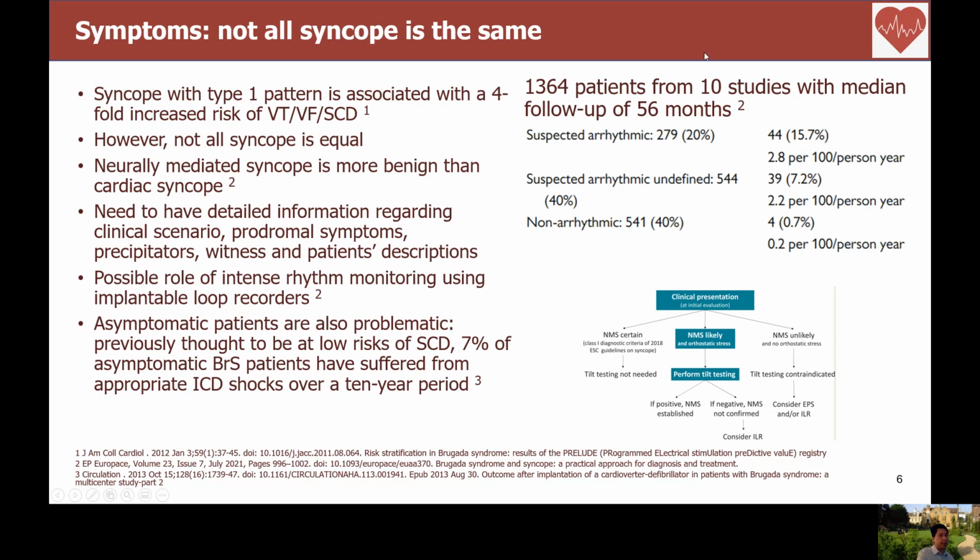So as the meta-analysis showed, this included around 1,300 patients from 10 studies with around 5 years of follow-up. You can see that if it's arrhythmic origin, it's a very, very high event risk. If it's undefined, it's not no risk, so it's relatively comparable. It's a bit lower than the suspected arrhythmic group. So these patients are problematic in terms of arrhythmic events in the future. And even those that are deemed to be of non-arrhythmic origin, they're still at some risk, although they're low-risk patients.